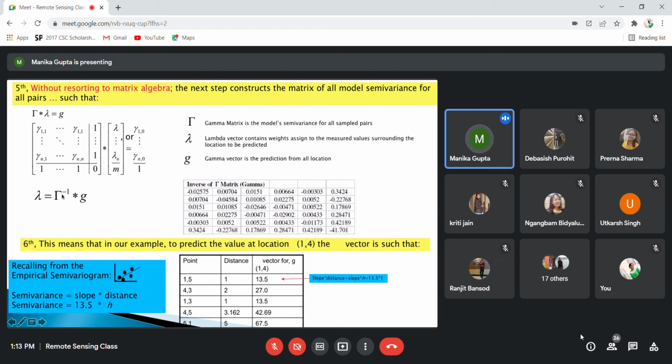How do you calculate the inverse of a matrix? Anyone knows it? Does anyone know? I think rows and columns are interchanged. Inverse of a matrix is 1 upon determinant of A into adjoint of A.